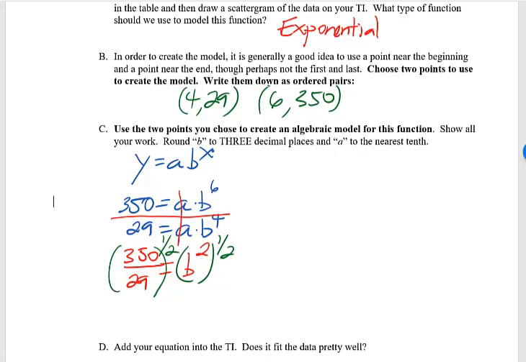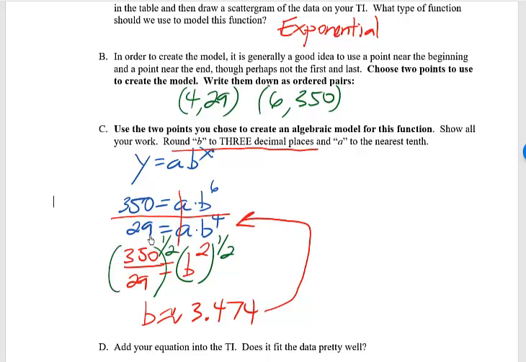And I'm set. B is now something I can grab right off the calculator. I got b is about 3.474. It says to round it off to 3 decimal places in the instructions. Then to get a, I take this, I go back up to one of the two equations from earlier. I usually pick the one with the smaller numbers in it and substitute that value in for b. And solving for a now is very, very easy.